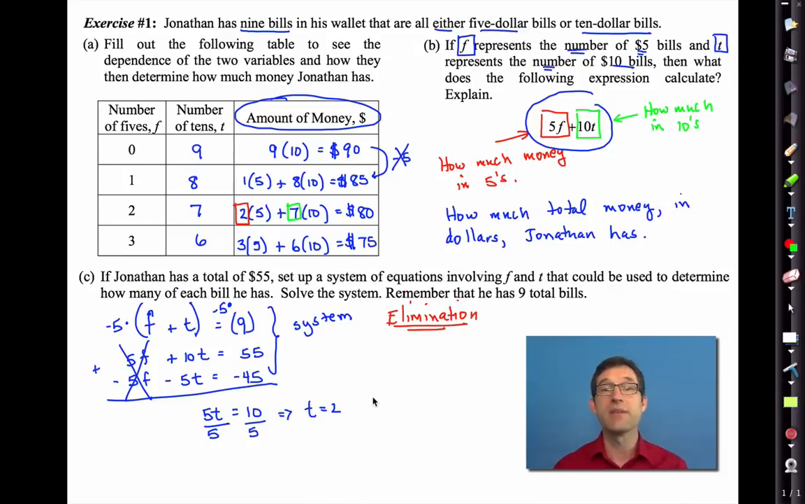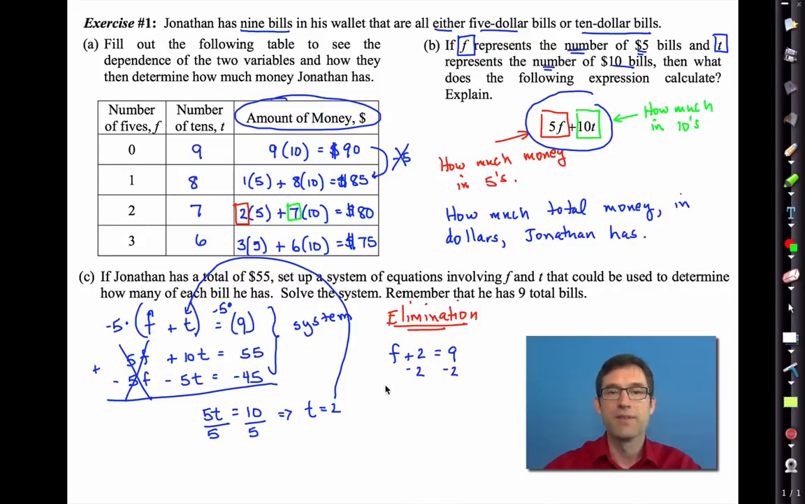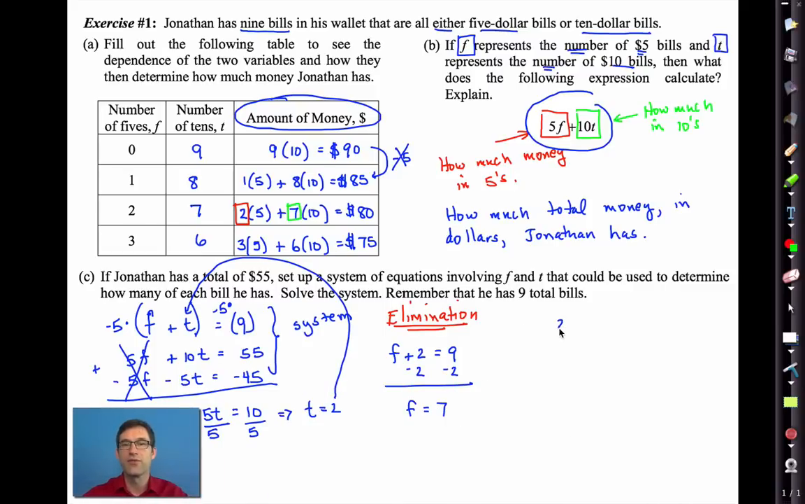Now think about what that means. That means that we have 2 $10 bills, because t stood for how many tens we had. We can now easily figure out how many fives we have by either doing common sense or by substituting that 2 back into this original equation and getting f plus 2 is equal to 9. Again, I'm sure you can probably solve this without doing this, but we find that we have 7 fives. So we have 2 tens and 7 fives.